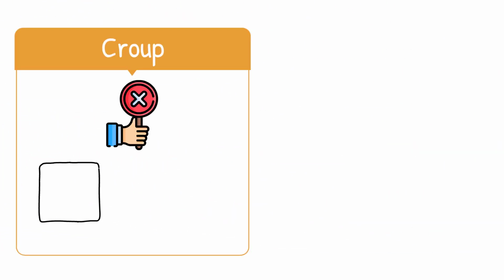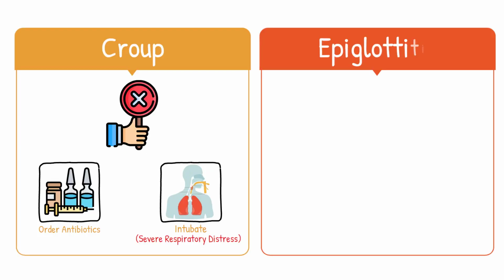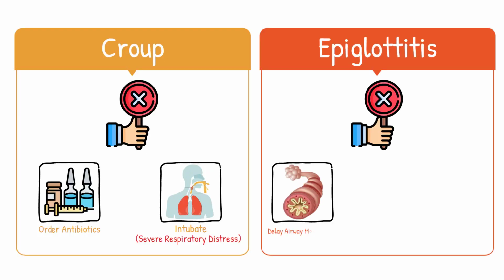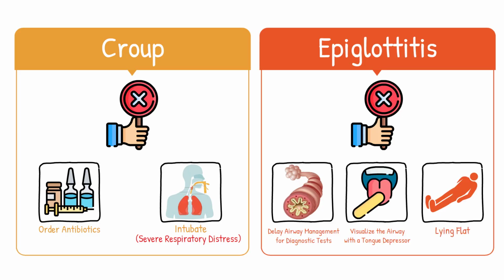In managing croup, avoid prescribing antibiotics and refrain from intubating unless the child is in severe respiratory distress. For epiglottitis, never delay airway intervention for the sake of testing and do not attempt to visualize the airway with a tongue depressor. Also, never leave the child lying flat. Instead, allow them to remain in a comfortable, upright position to ease breathing.